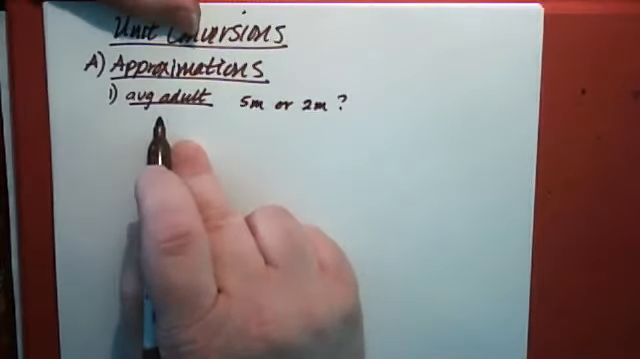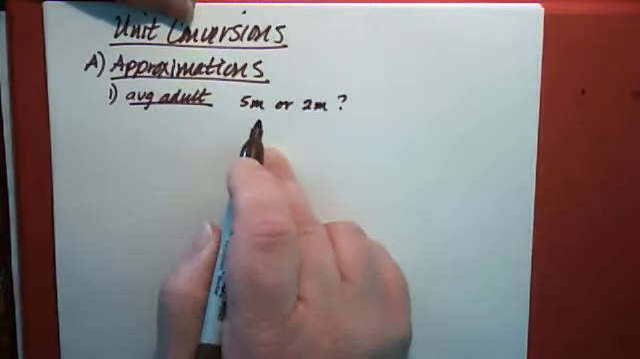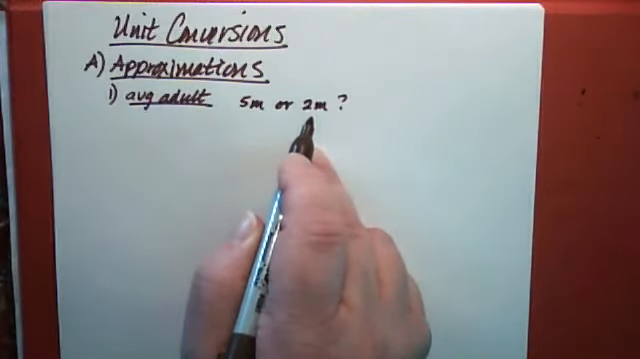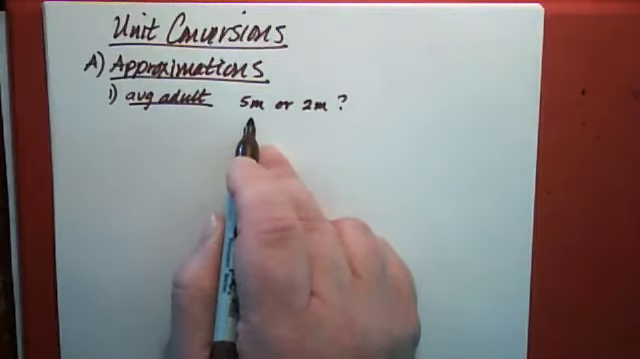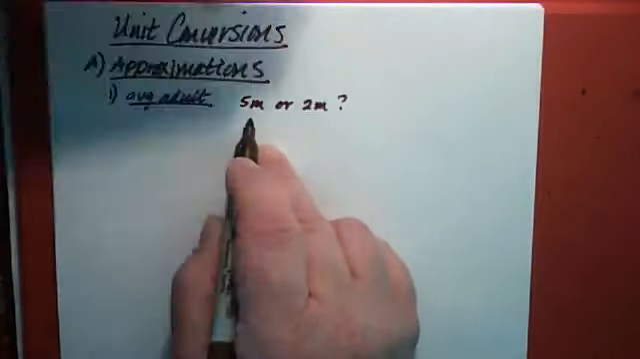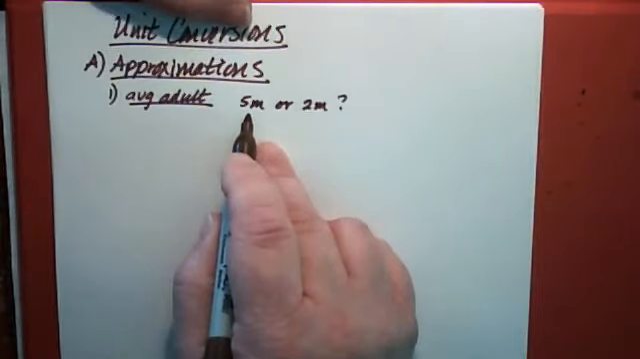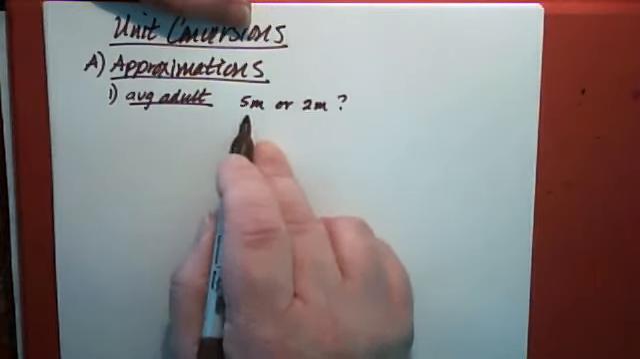So the first one is, what is the height of an average adult, closer to 5 meters or 2 meters? We're only looking for an approximation here. You just need to keep in mind that a meter is approximately a yard. So 5 meters would be about 15 feet. 5 feet might be close to the size of the average adult, but 5 meters would be about 5 yards, and that's 15 feet.